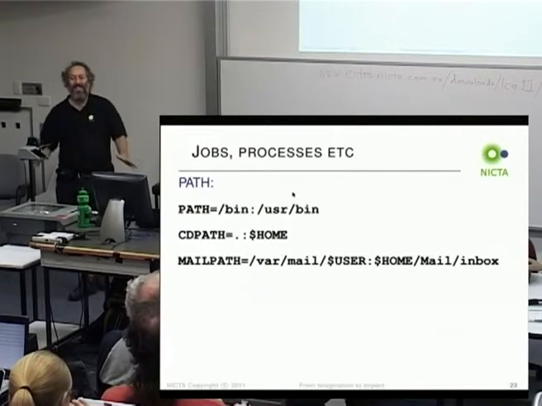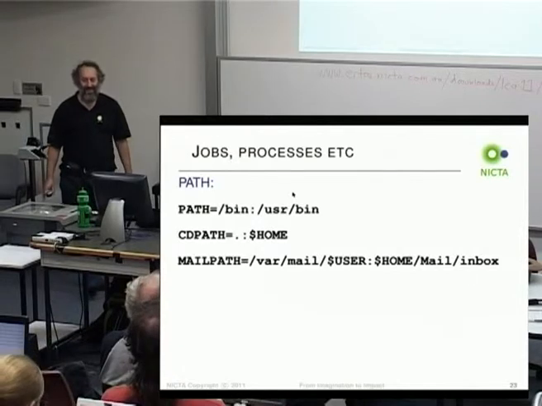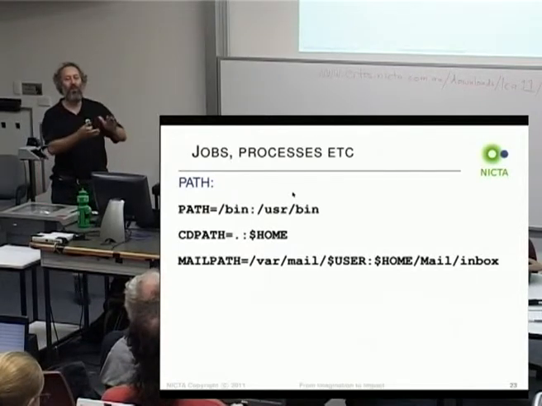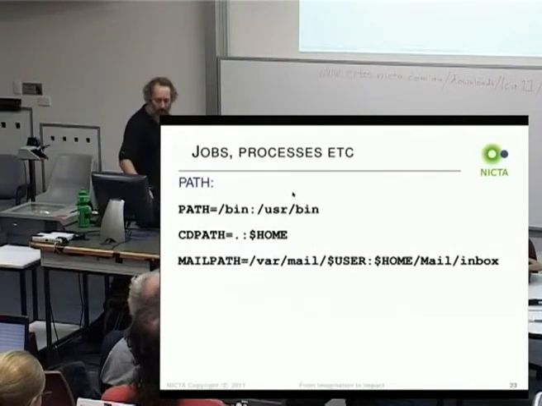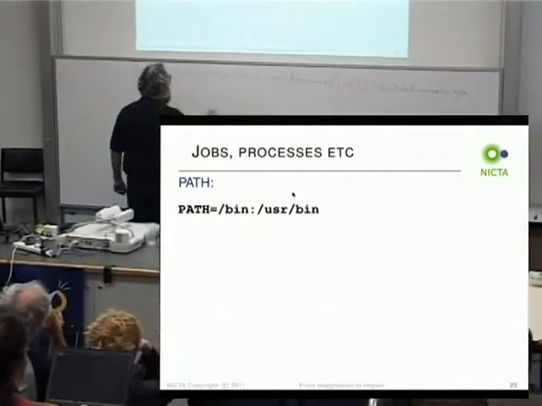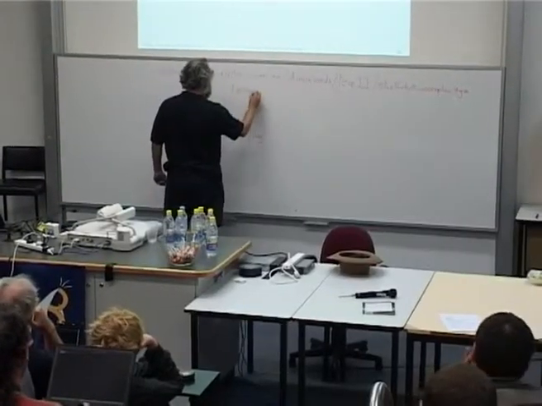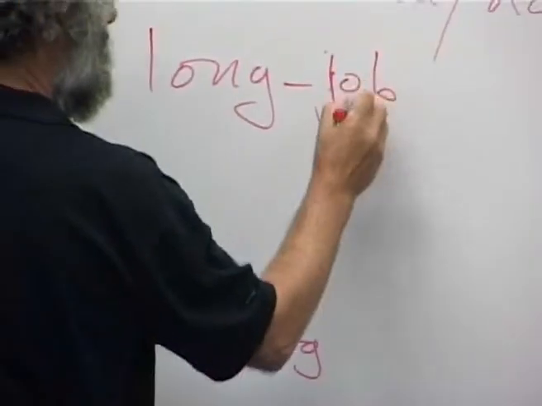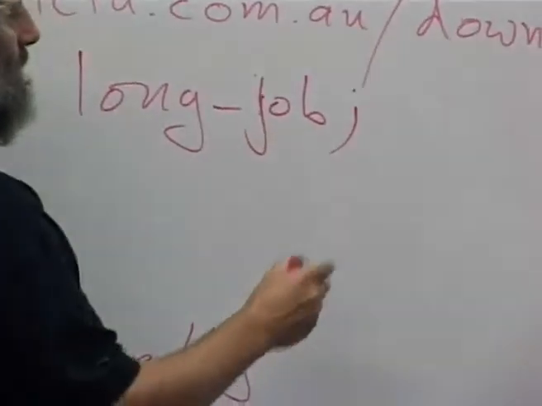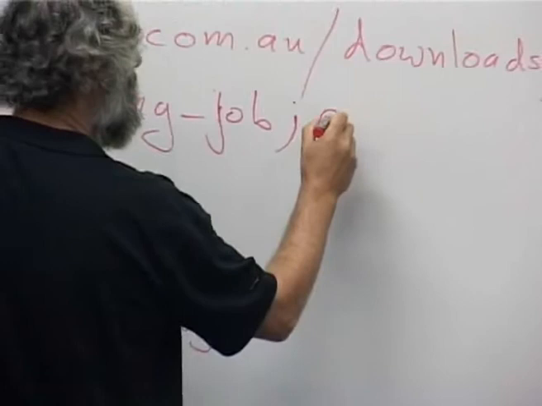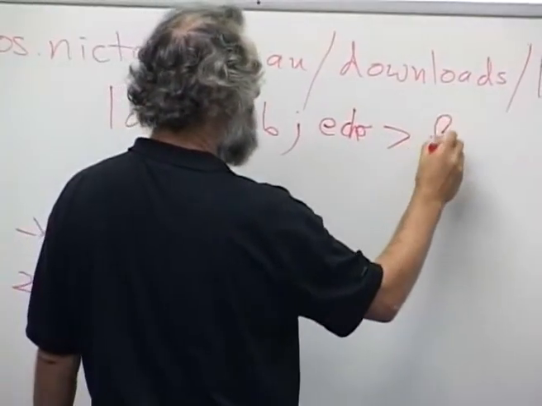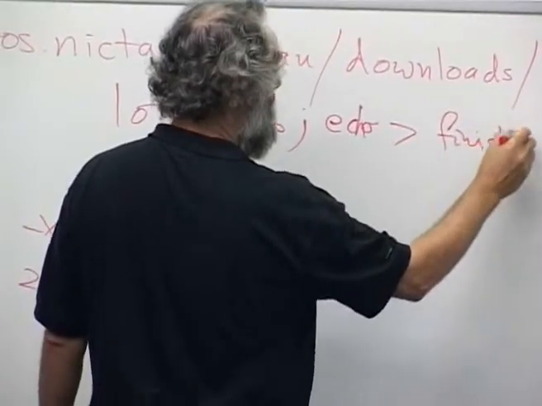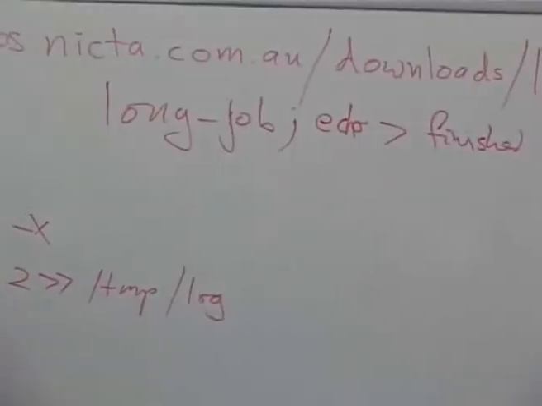However, it's not just for mail files. You can use it for anything. One neat little trick is if you've got some long-running job and you want to be told when it's finished: just set up your long job, then a semicolon, and then echo onto finished, and then have finished in your mail path.